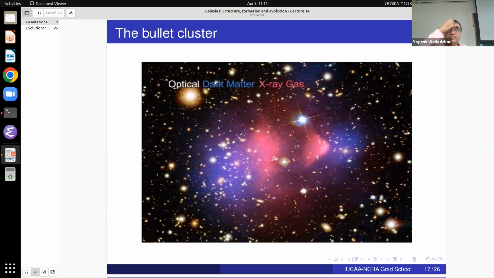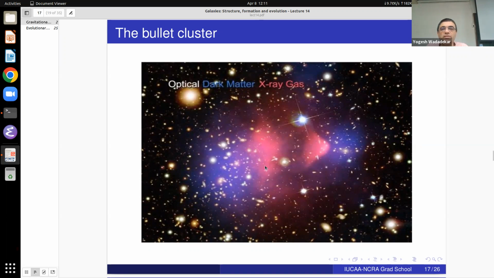In this case, the mass in the gas is very large, sometimes larger than the mass in the galaxies. So the center of mass of the total mass of this particular cluster is somewhere here. But the center of mass of the baryons is shifted to the right. Similarly here, the center of mass of the total matter is here, and the center of mass of the baryonic matter is shifted to the right.